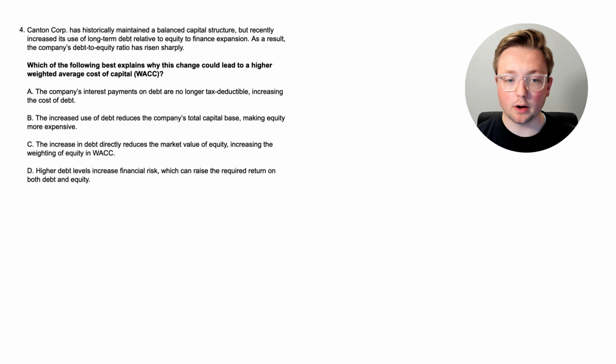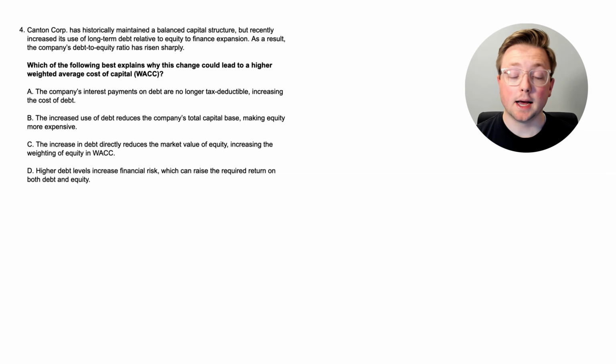So let's go through these different options. Normally, I only do this when there are word options. If it's just numbers, then I don't usually go through the options, but let's go through these. Option A, the company's interest payments on debt are no longer tax deductible, increasing the cost of debt. Option B, the increased use of debt reduces the company's total capital base, making equity more expensive. Option C, the increase in debt directly reduces the market value of equity, increasing the weighting of equity in the weighted average cost of capital.